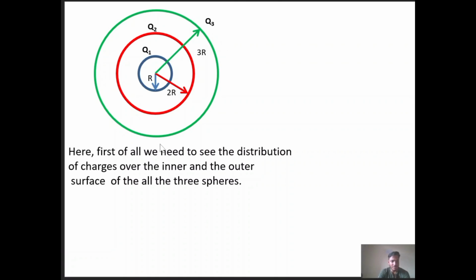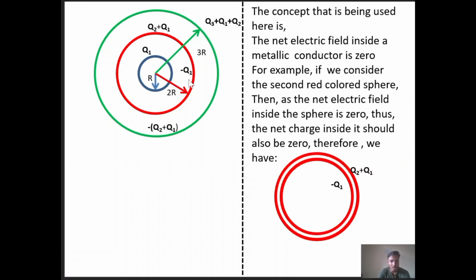So first of all, we need to see the distribution of charges over the inner and the outer surface of all these spheres. We need to find the distribution of the charges over the inner and the outer surface of all these spheres. So let's see how we can do that. The distribution would be something like this.